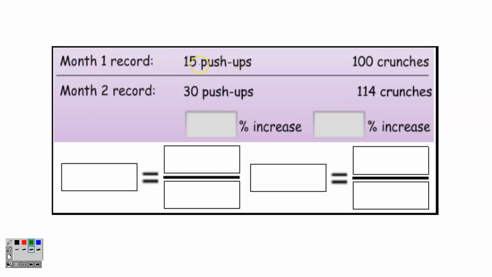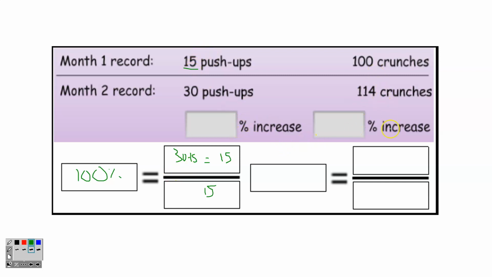Okay, it's push-ups. So push-ups, first month they were able to do 15, the second month they were able to do 30. So I'm going to do my difference, so 30 minus 15, which equals 15, divided by my original. My original was the first month, which was 15. So 15 divided by 15 is 1. But I need to remember to multiply that by 100, and that's going to give me 100%. So it went up by 100%.